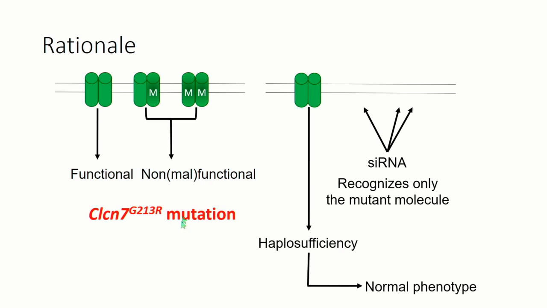And we focused on this specific mutation in mice. This is the homologue of the G215R mutation in human, which is considered the most frequent ADO2 mutation. As you see, it is a missense mutation.